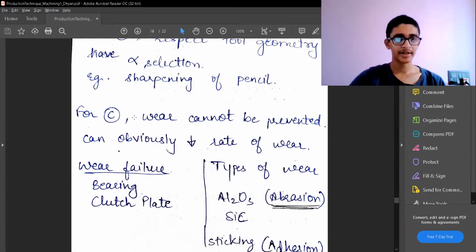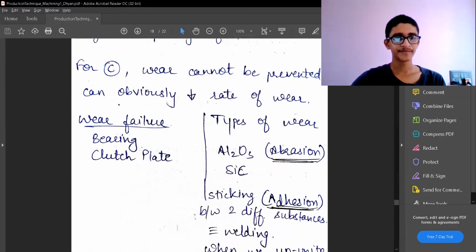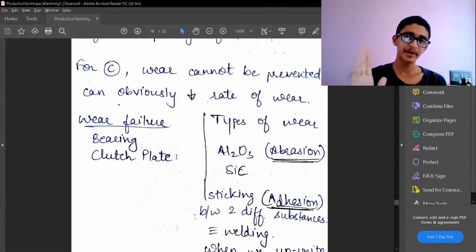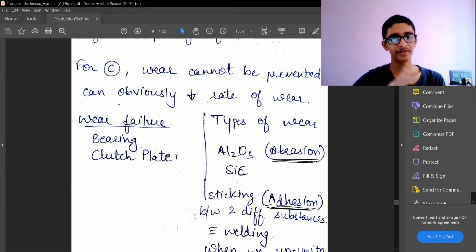And to tackle the gradual wear, it actually cannot be prevented, but we can reduce the rate of wear which is happening. Wear failure we have seen in clutch plates. When we are using the clutch to shift the gears, the clutch pedal becomes less responsive. That is because of the gradual wear of the clutch plate. The second is the bearing. The bearings can have wear failures or gradual failures. So they are not instantaneous failures like brittle failures.